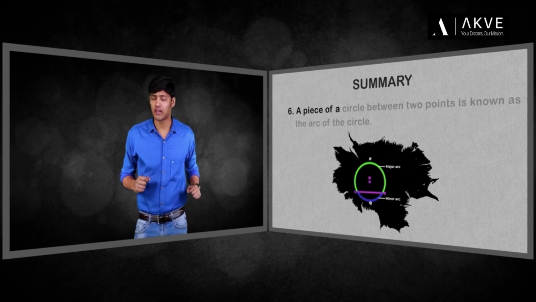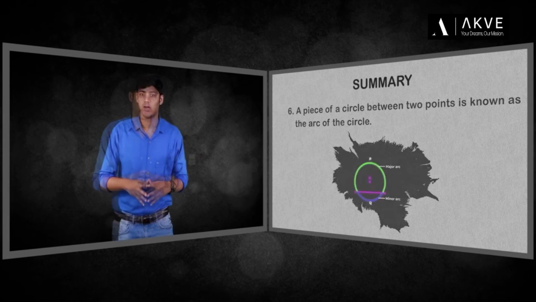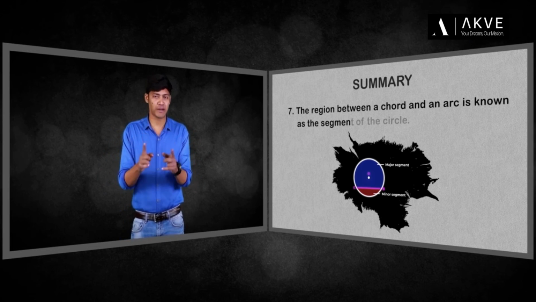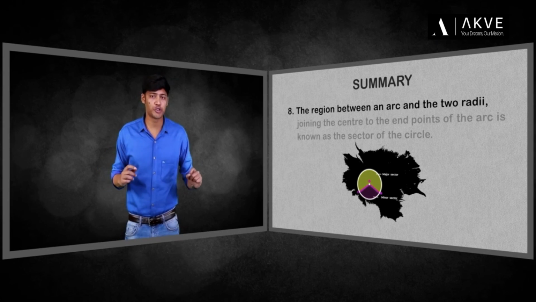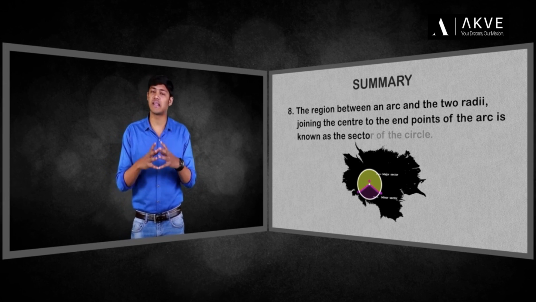A piece of a circle between 2 points is known as the arc of the circle. The region between a chord and an arc is known as the segment of the circle. The region between the arc and the 2 radii joining the center to the endpoints of the arc is known as the sector of the circle.